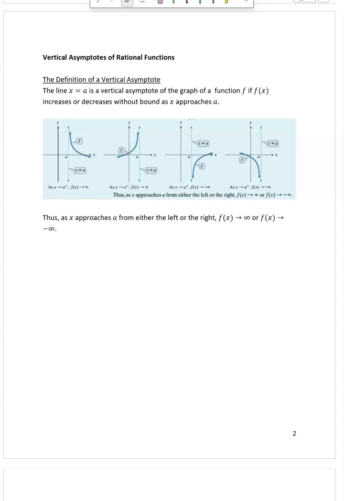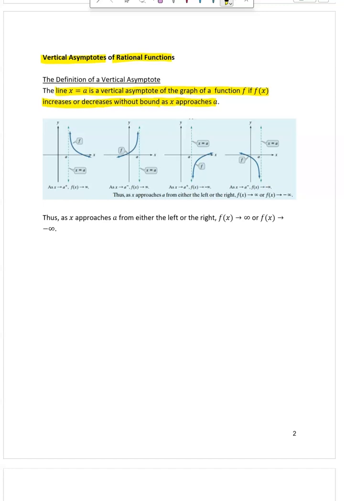That is, they become the vertical asymptote of rational functions, the VA, if you will. So vertical asymptotes of rational functions. So the definition of a vertical asymptote. The line x equals a is a vertical asymptote of the graph of a function f if f of x increases or decreases without bound as x approaches a.